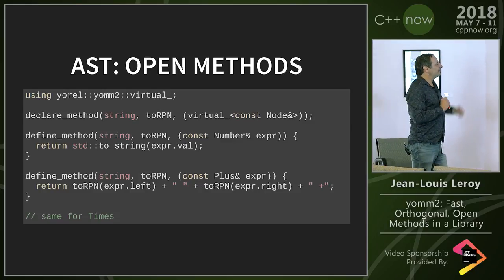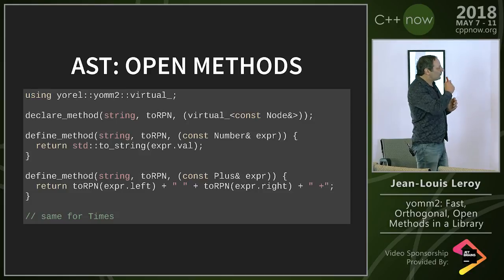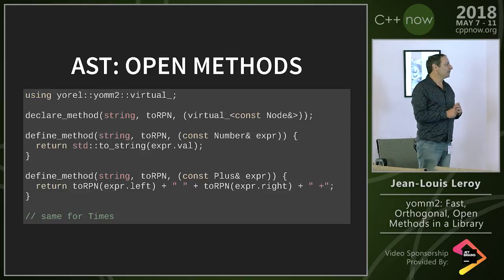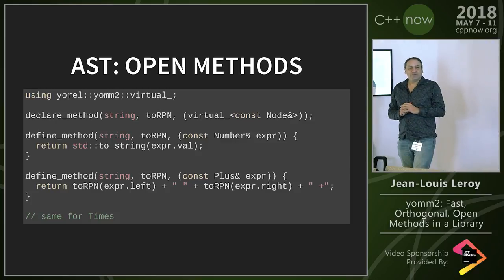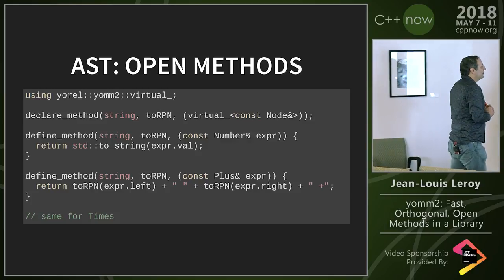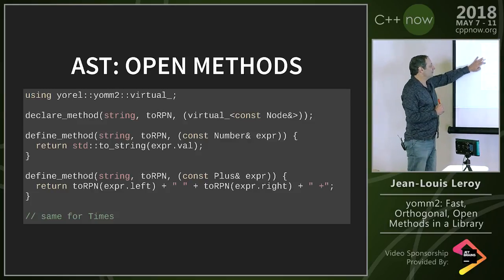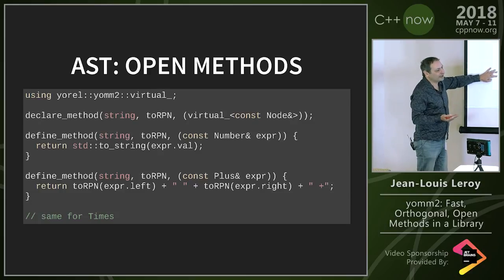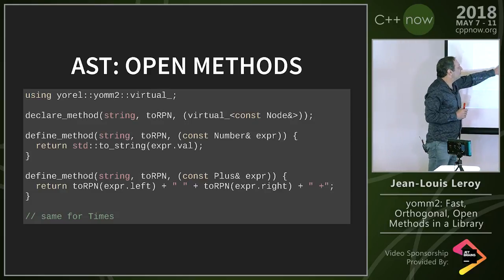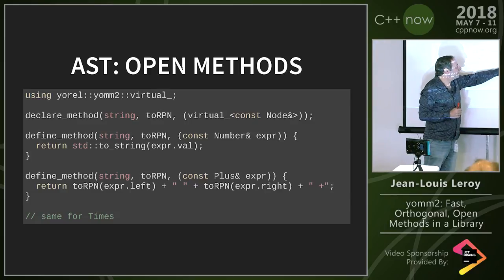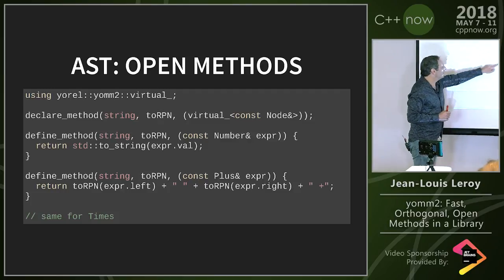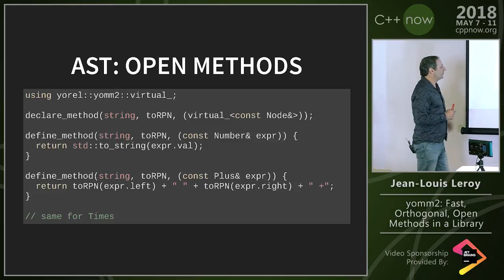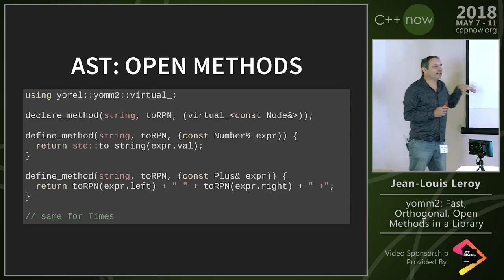So this says that when I'm going to call to_rpn, which is a free function, it's going to select the right specialization among a certain set. Here I define the available specializations, or overrides, the terminology varies. Here I say define_method string to_rpn, and here const Number& expression. No virtual here, right? And I give the code of the body for the method. I do the same for plus and the same for times, right?